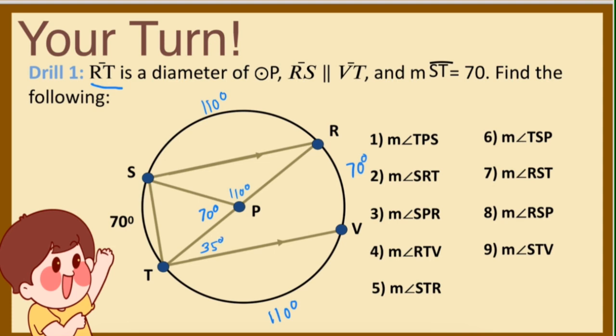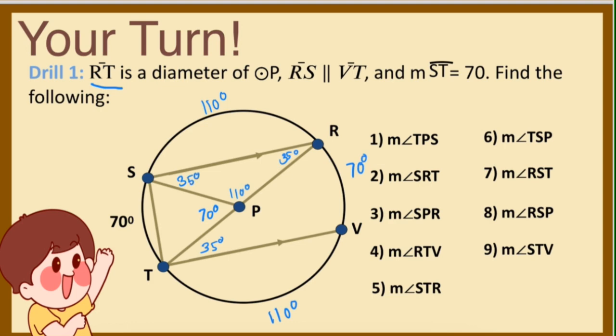Next, what else can we have? SRT then, guys. That's another inscribed angle. It intercepts ST. 70 divided by 2, you will get 35. Oh, look what we have here. A triangle again. So 110 plus 35 degrees is 145. 180 minus 145 is 35 degrees then. Wow. We have an isosceles triangle here.